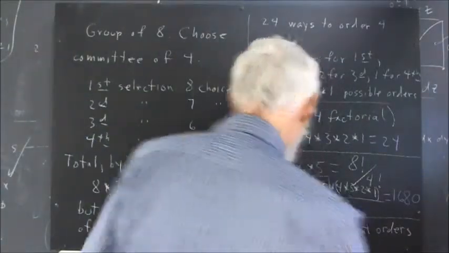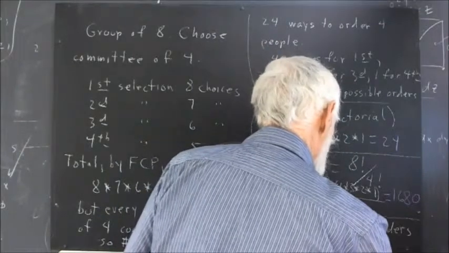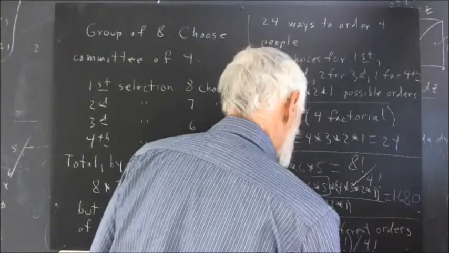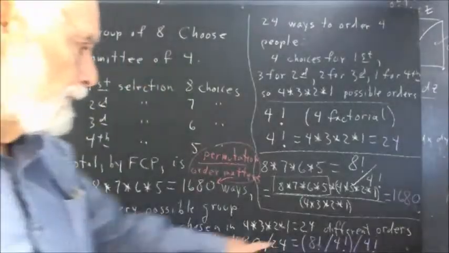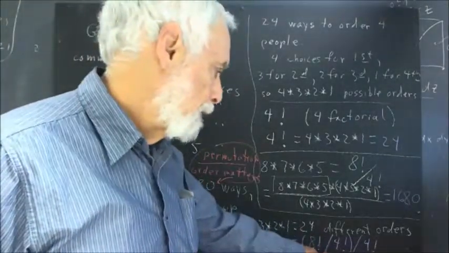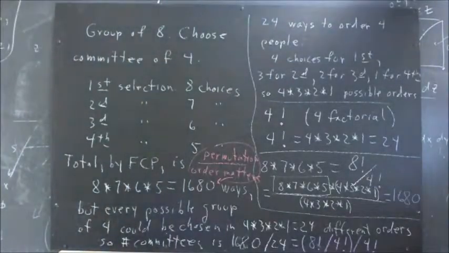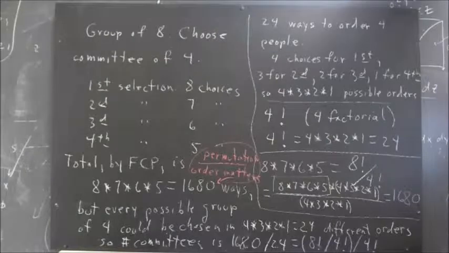That's the 1,680 divided by 24. That's divided by 4 factorial. So the number of combinations here is 8 factorial divided by 4 factorial, and that divided by 4 factorial. Now, I'm going to extend this discussion a little bit and a couple of other things in a subsequent video.